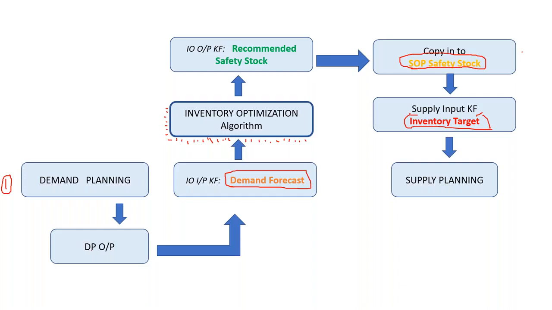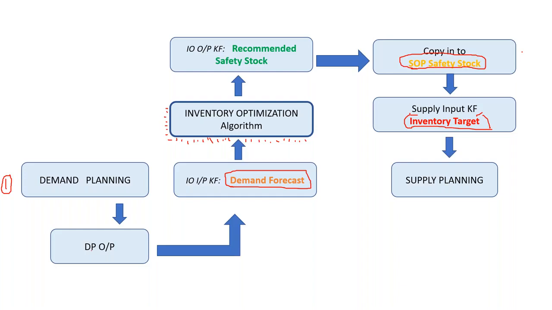So my question is on this inventory optimization algorithm. Does it only consider the forecast, or does it also look at what master data settings I'm maintaining, what type of safety stock I need to calculate for the specific product locations? So how does it work?